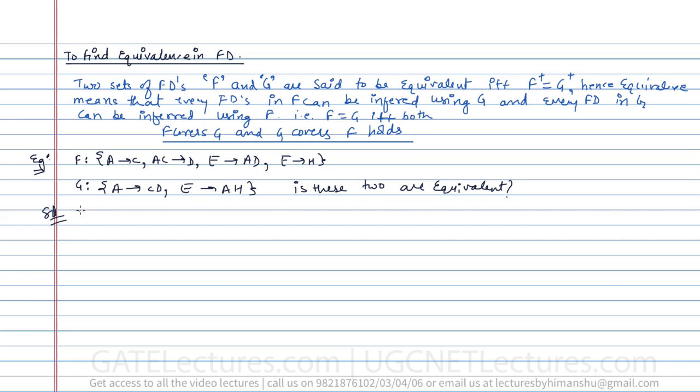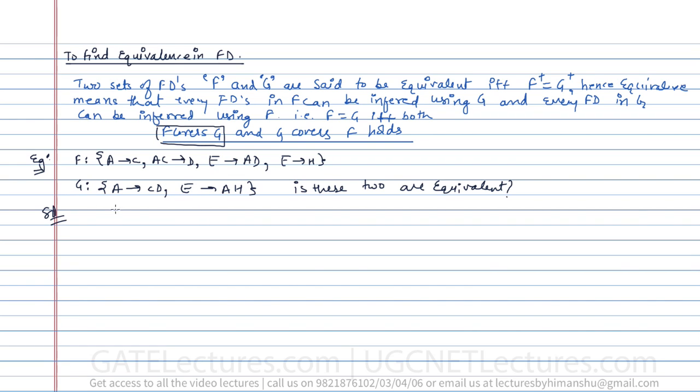What do you mean by F covers G? When can you say F covers G? If every functional dependency in G can also be determined by the functional dependencies in F, then you can say F covers G. Or, if you cannot find a functional dependency in G which cannot be determined in F, then F covers G. In the same way, if I say G covers F, that means everything present in F can also be determined using G.